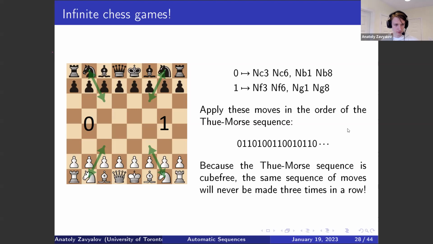So obviously a bunch of zeros here repeat, you're bound to have repeating zeros and repeating ones. So with the current threefold repetition rule, this would be a finite game. But if every sequence of moves happens 3 times in a row, then it's infinite.